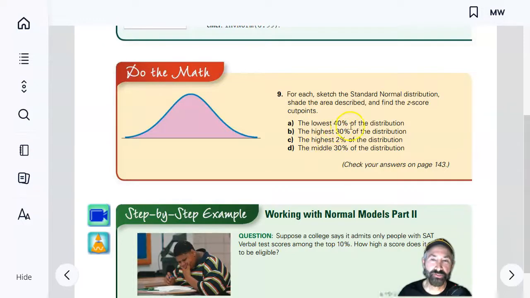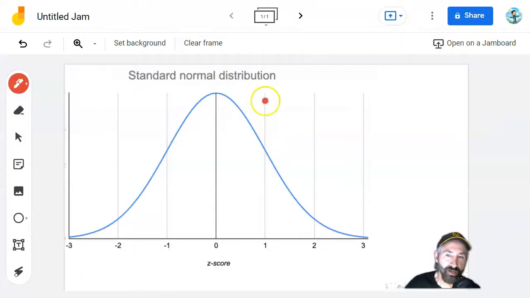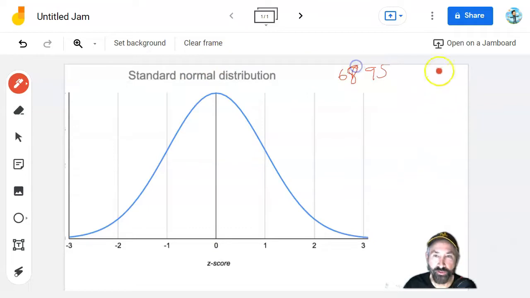Let's see, the highest 30%, I think we just looked at an example like that with the 10%. So let's take a look at the middle 30%, that's a little trickier. The middle 30% is going to look like this. I'm going to try to help you visualize the middle 30%. How do you find that? Remember the 68, 95, 99.7 rule? Well, that rule will help clue us in on how we could find the middle 30% or 40% or 20% or whatever it is.